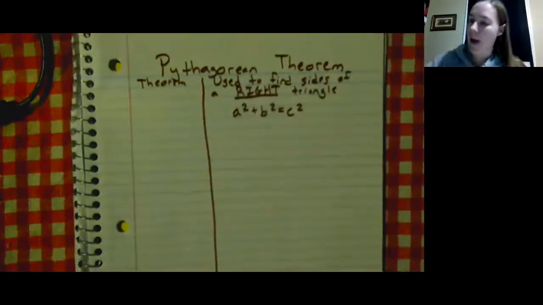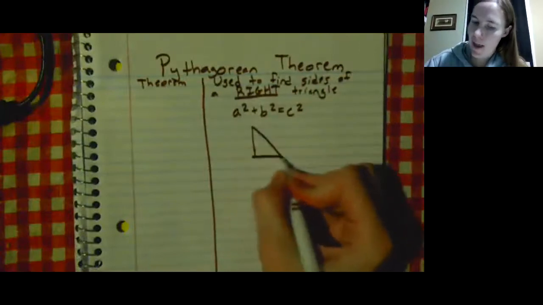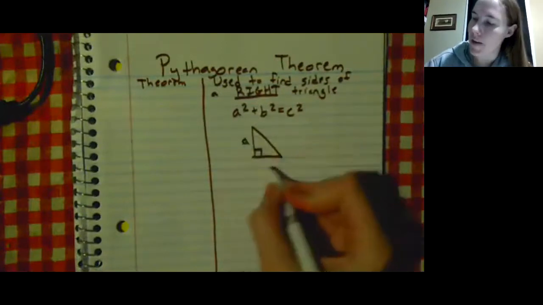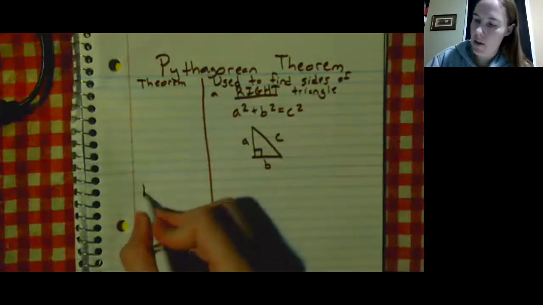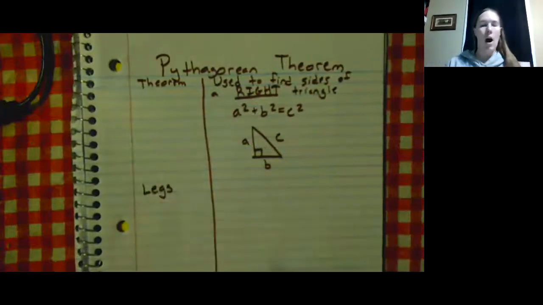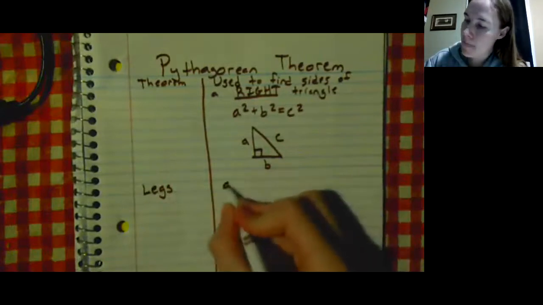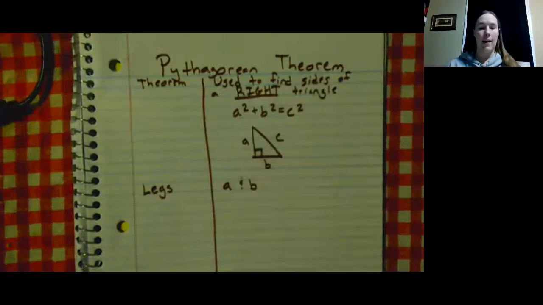And what that means is you have a triangle, and it's a right triangle, and you have three parts. You have an A, a B, and a C. And the way you can label them is by knowing these two things. So the first thing you need to know are the legs. And the legs are A and B. And they can be used interchangeably. It's just the short leg and the long leg.